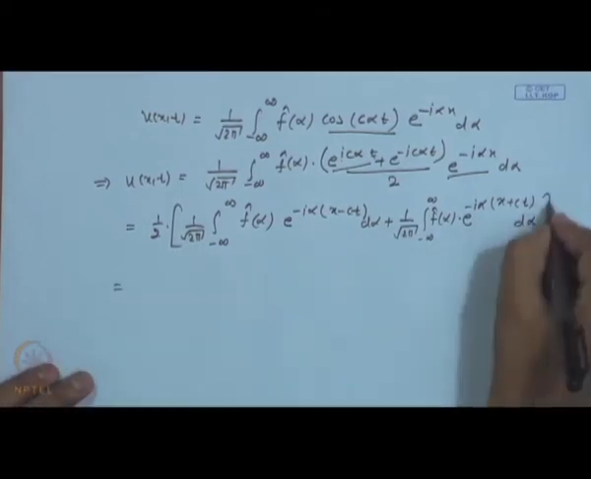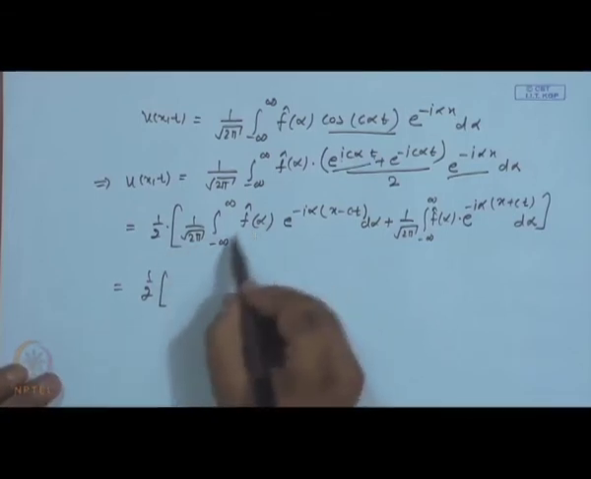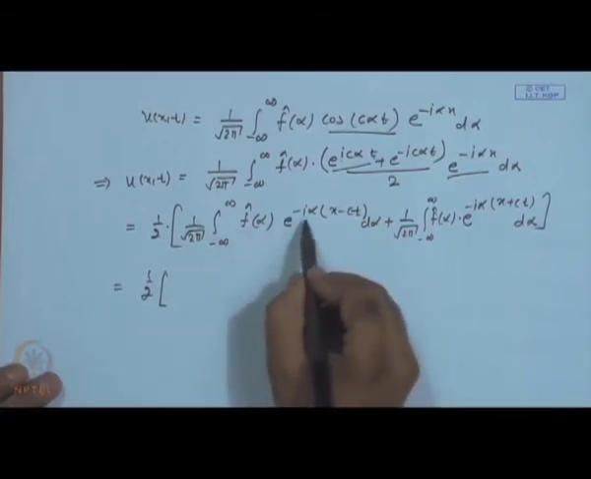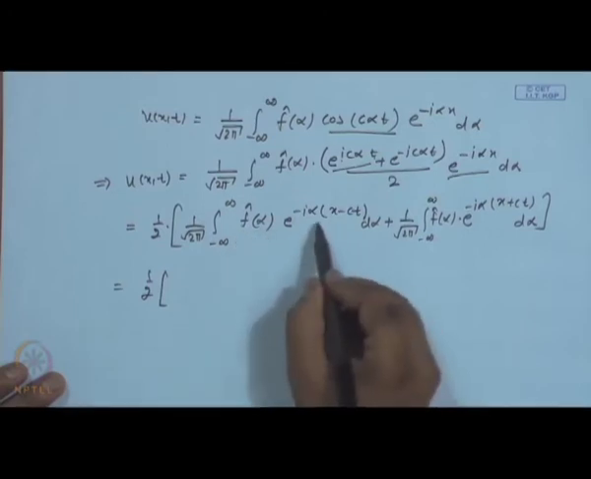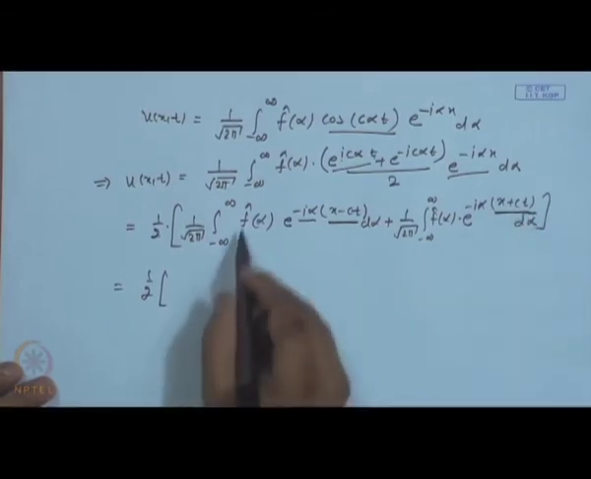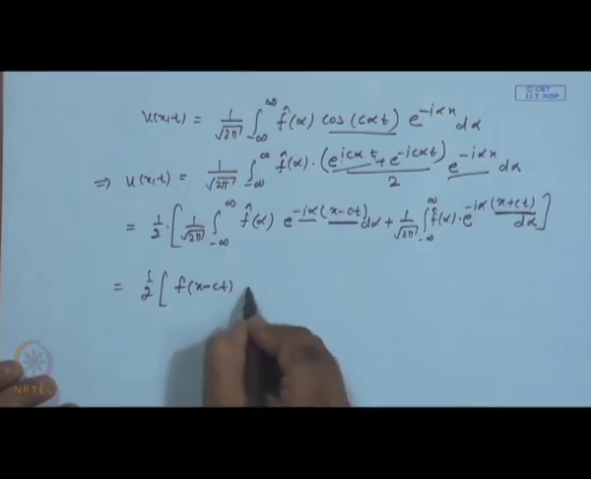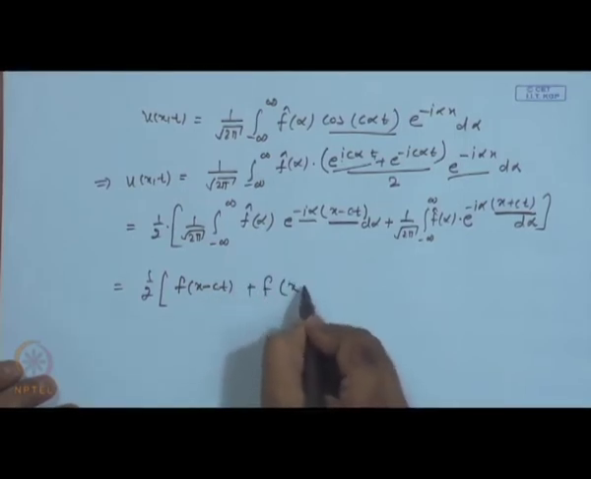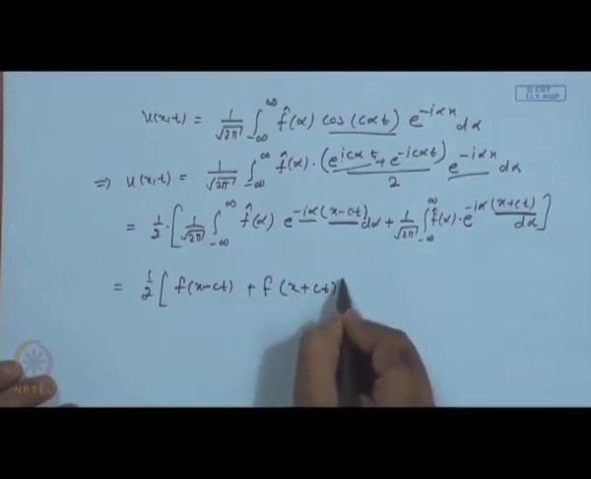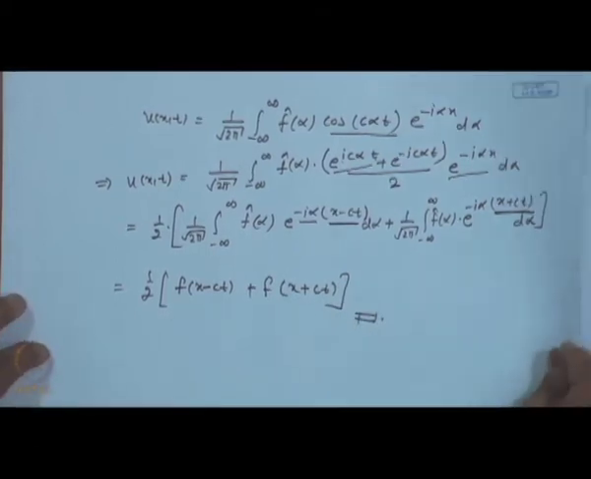So, if we see now that half, and this is the definition of the Fourier inverse. So, we have minus i alpha, instead of x we have here x minus c t, here we have x plus c t. So, we will get half of f(x minus c t) plus f(x plus c t), and this is also known as the D'Alembert solution of the wave equation.